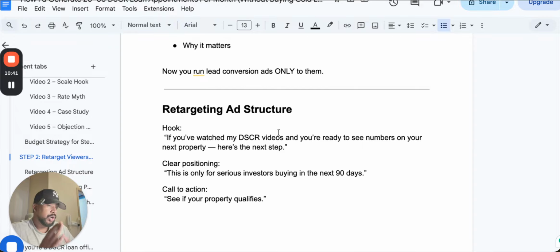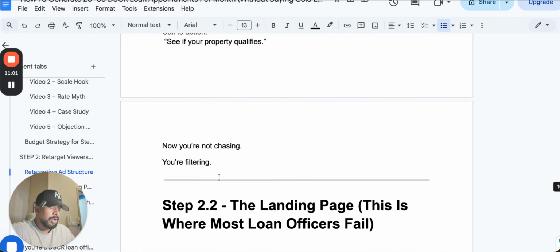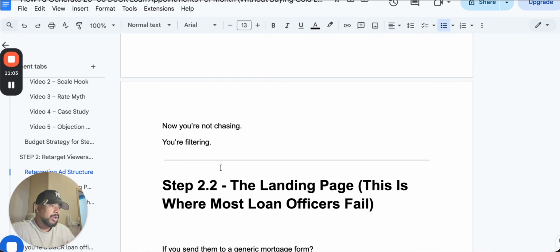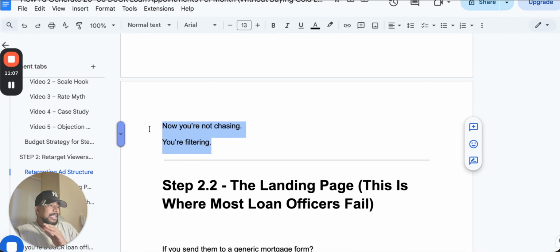Again, make sure it is very short and very much in place, so you don't just attract a bad audience. Just make sure that your videos are intentful about what the next step would be, and that's it. And the call to action: click below to learn more or see if your property qualifies. That's it. Now this way we are not chasing, we are just filtering our viewers down to high-intent leads. This is like step 2.2, a bonus point for you guys.